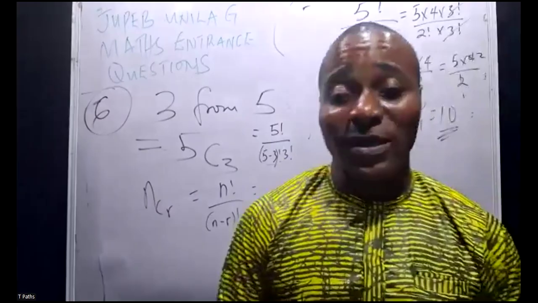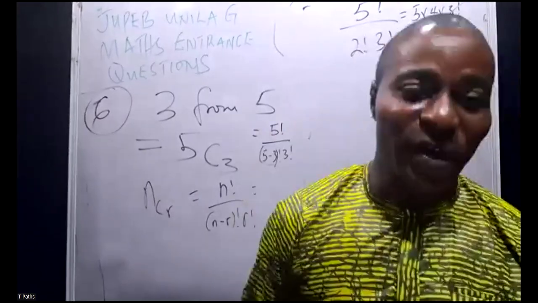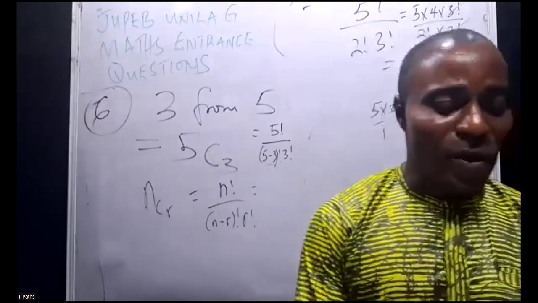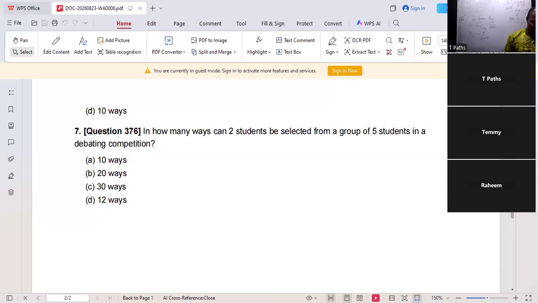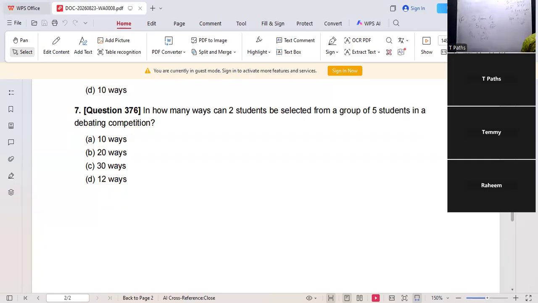Like I said, if you are solving a question, please read the question carefully before attempting it. Now look at question 7. In how many ways can 2 students be selected from a group of 5 students in a debating competition? Selection of 2 students from a total of 5 students in a debating competition. This also talks about combination, selection of objects from a total number of objects given.